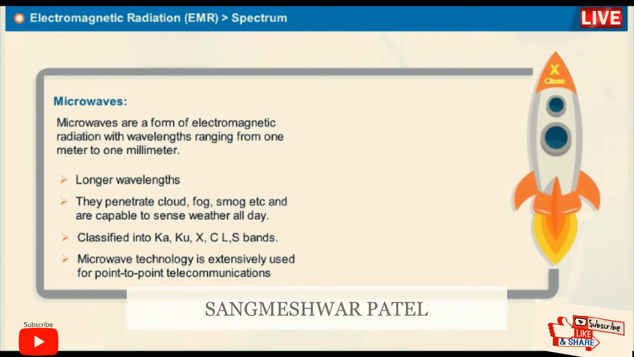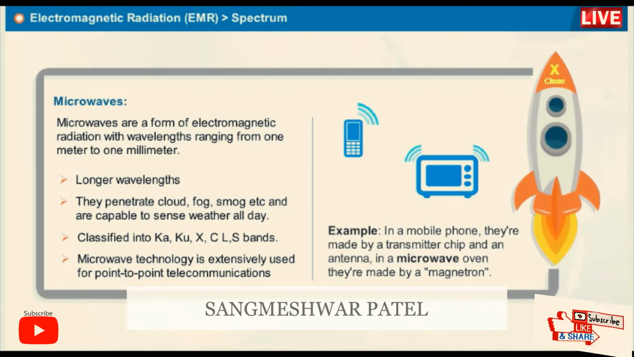Microwave technology is extensively used for point-to-point telecommunications. For example, in a mobile phone, they are made by a transmitter chip and an antenna. In a microwave oven, they are made by a magnetron.